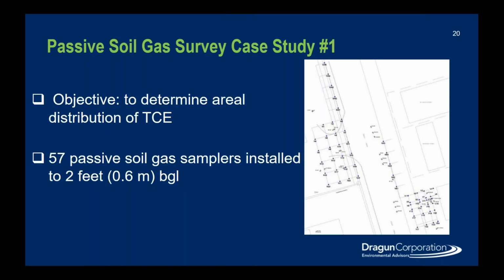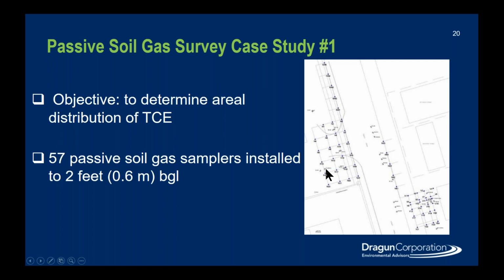So in this example here, we are trying to determine what the distribution of TCE in groundwater was. We had a known source on the left-hand side of our map, a known area of impact on the right-hand side of the map. And the question was whether the impacts on the right-hand side were flowing from the left-hand side or whether these were two separate sources.